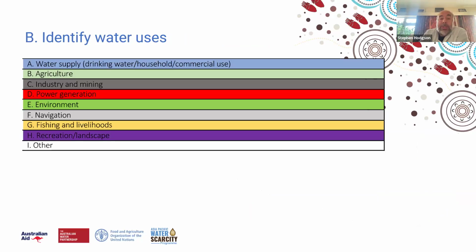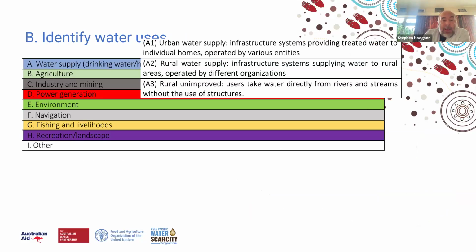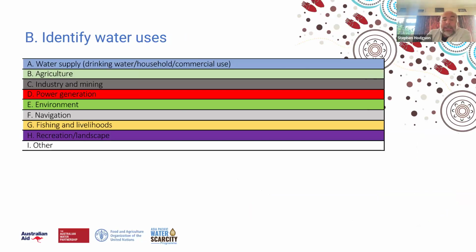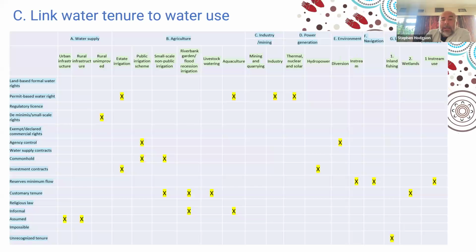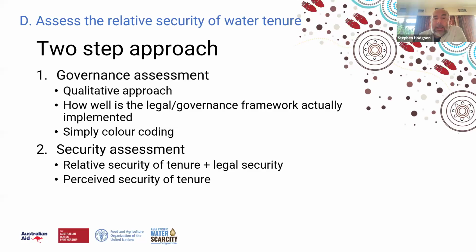Next, we identify the water uses. These are the main headings, and we break them down into different types of water use to have a more granular picture of the different types of water uses in the assessment area.